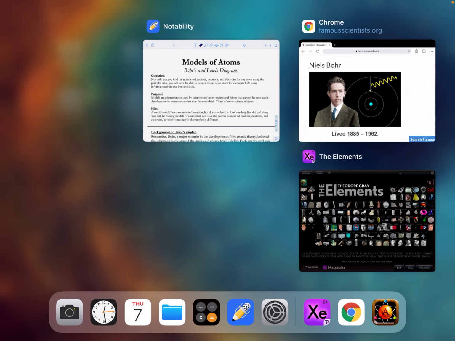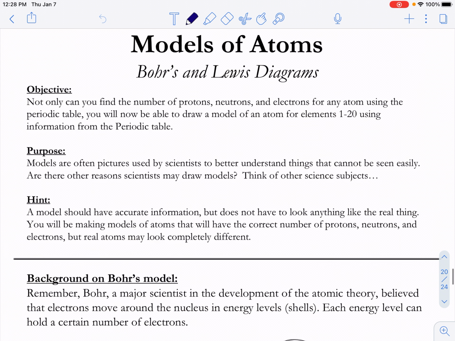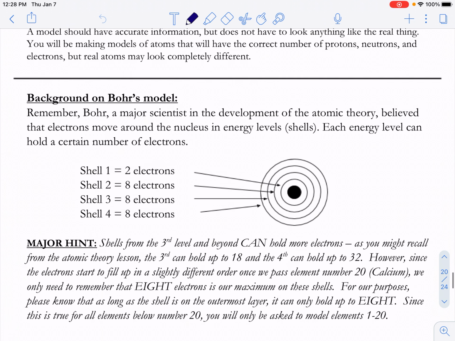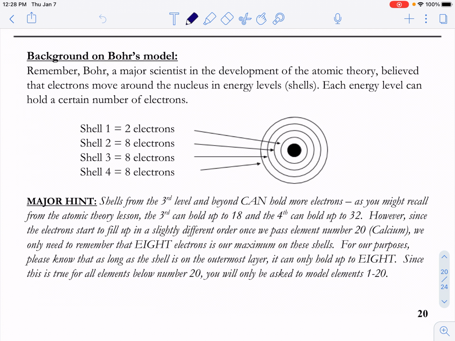Okay, back to our Bohr models. I kind of read through the objective and what I was going to do here. Let's look underneath background on Bohr's model. So Bohr, a major scientist in the development of the atomic theory, believed that electrons move around the nucleus. Remember, the nucleus is the central part of our atom, which is, in this picture, this black central dot. They move around the nucleus in energy levels, or shells. So each one of these circles here is an electron shell.